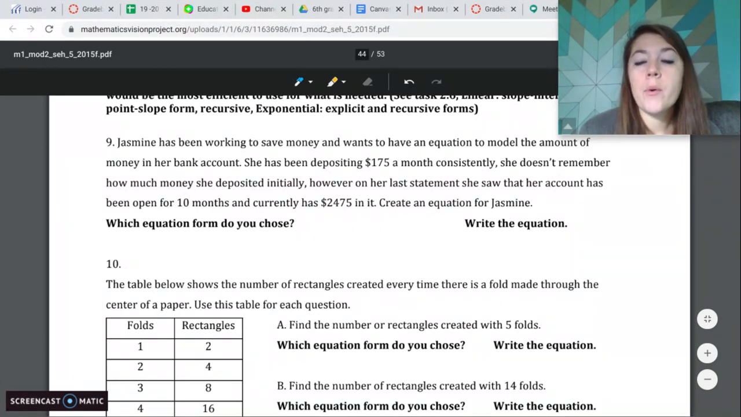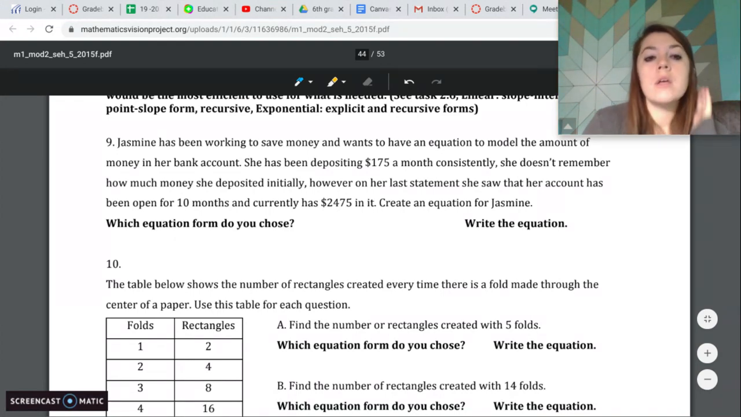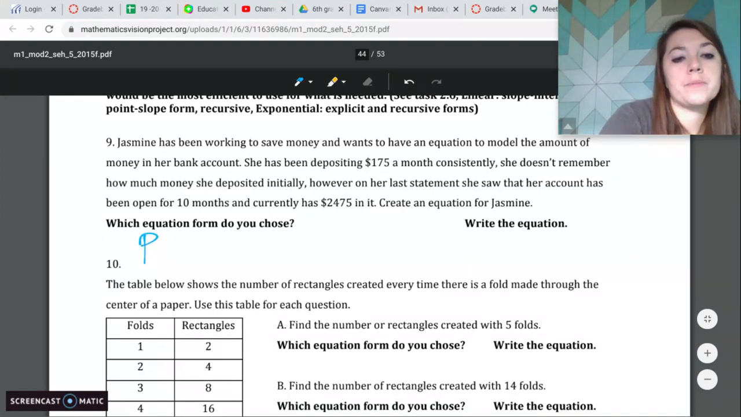What about point-slope form? Can we use that one? Yeah, we can use point slope. We have a point, the 10 months and the 2,475, and we know how much it's going up each time, so we know the slope. So we can use point slope.